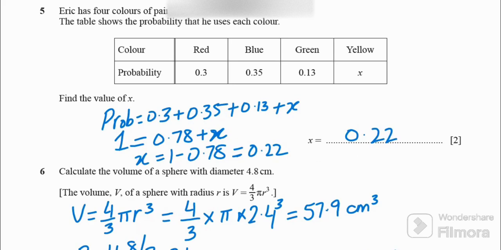Question 5 states, Eric has 4 colors of paint. The table shows the probability that he uses each color. So the total of probability is always 1, and we have to find the probability for the yellow. So what we will do is take 0.3 plus 0.35 plus 0.13 plus x, and on the left side the probability will be 1. Once we add the three probabilities, that will be 0.78. We subtract this from 1, and that will be 0.22. So the probability of yellow is 0.22.